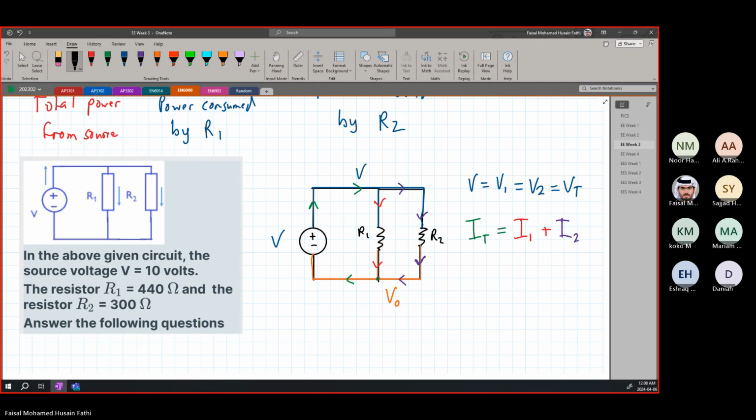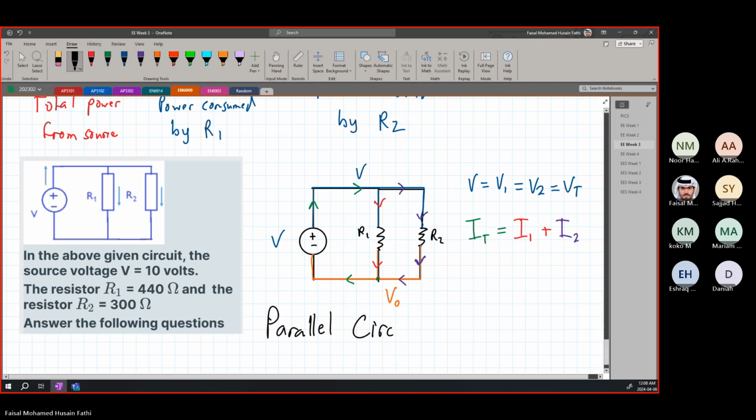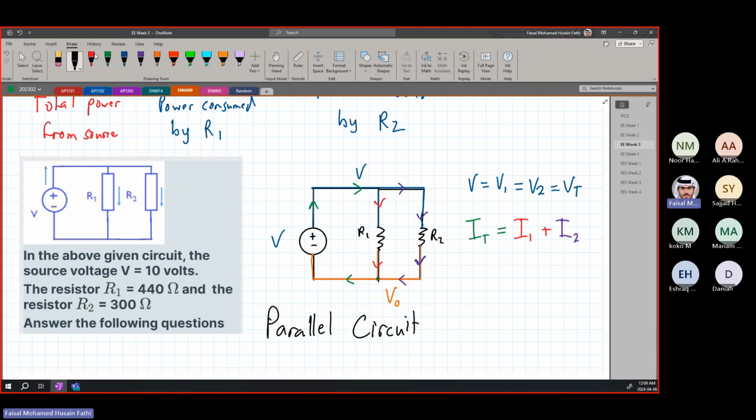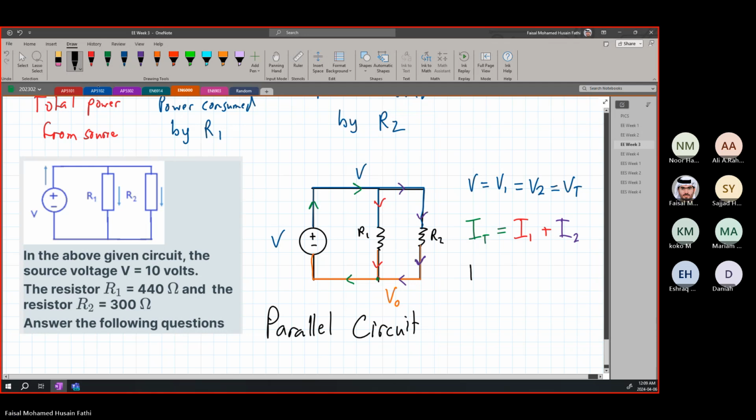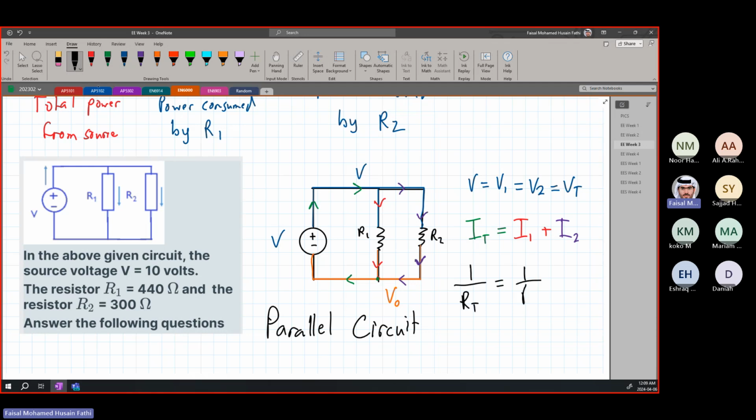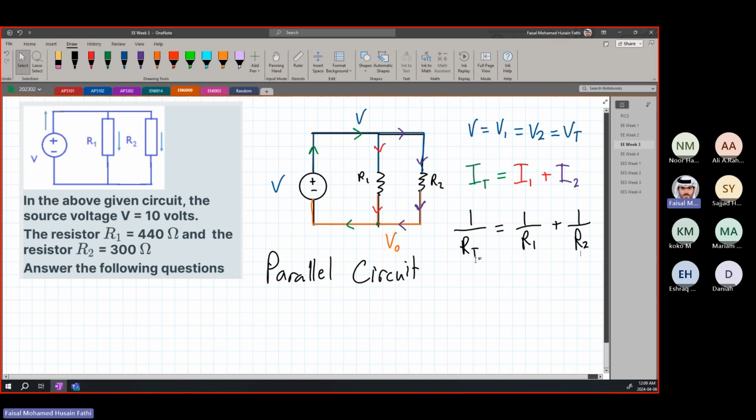This is a parallel circuit. All right? The last thing is the resistances. Now, to find the total resistance, R total, the equation is 1 over R total is equal to 1 over R1 plus 1 over R2. This is the law for a parallel circuit for resistances.